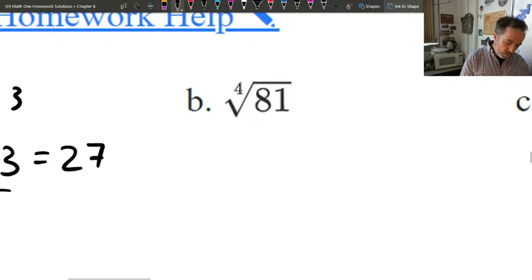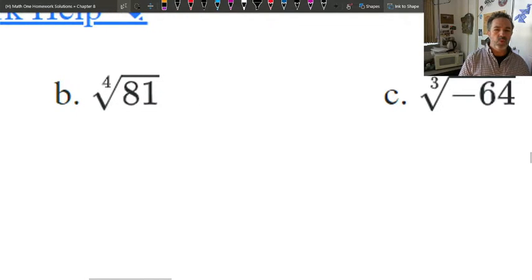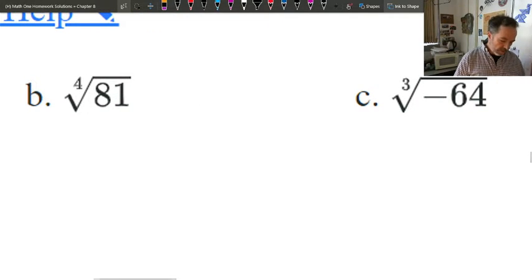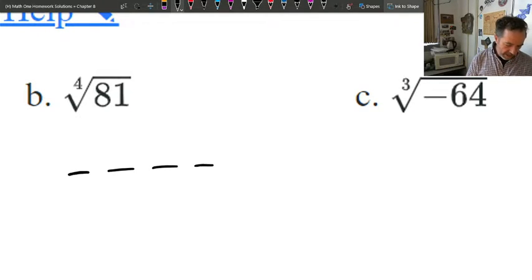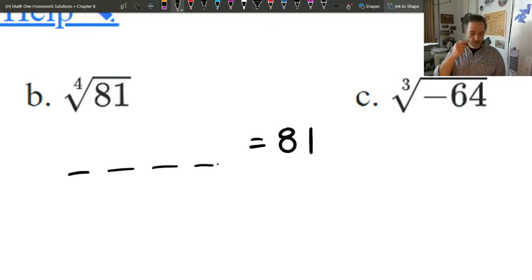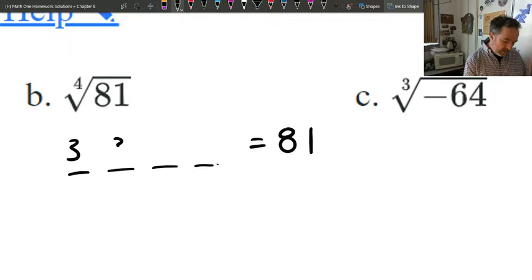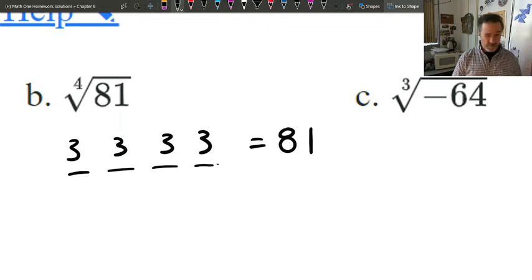Okay, next one. A 4th root. So that means I need a number that I multiply 1, 2, 3, 4 copies of, and I get the number 81. Isn't it nice that we were just thinking about 27. If I multiply by one more 3, I get 81. Because 3 times 3 is 9, times another 3 is 27, times another 3 is 81. So the 4th root of 81 is 3, but there might be a wrinkle in this.